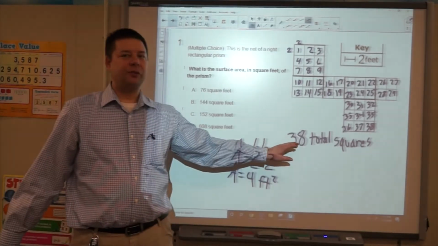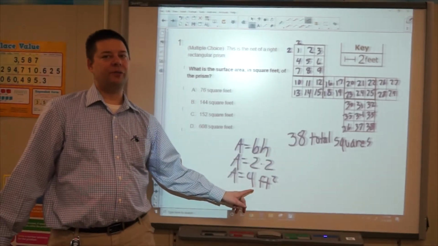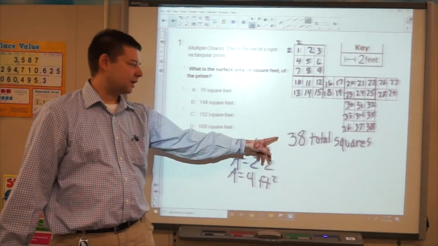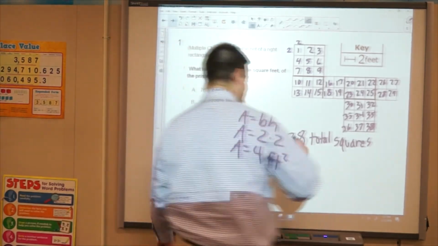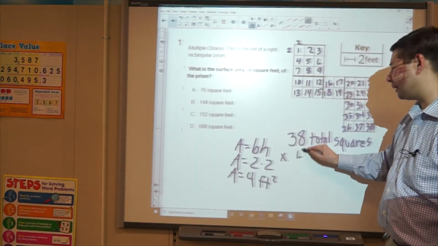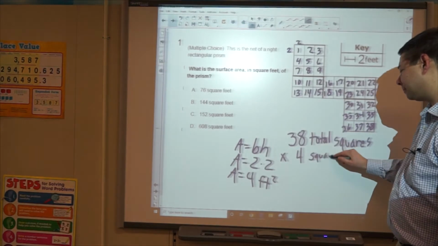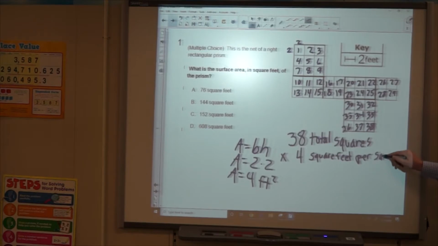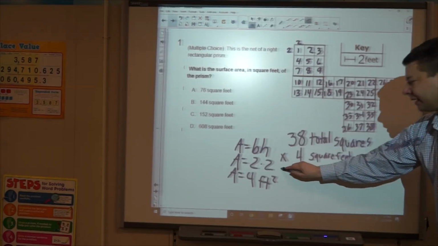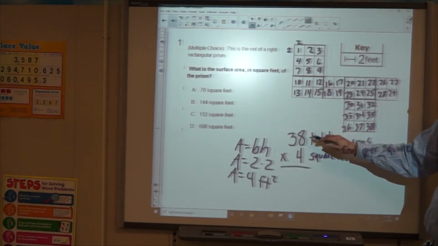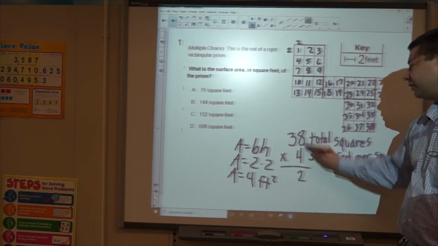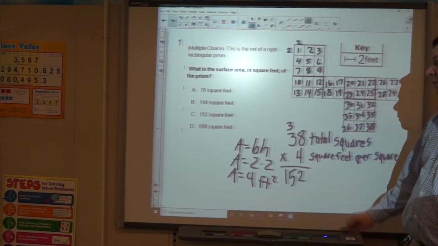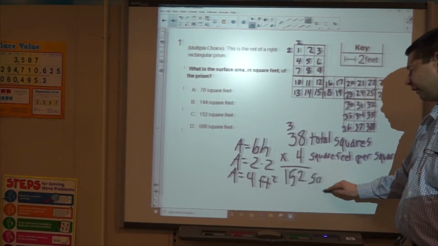If I have 38 total squares, and each square is 4 square feet, then I need to multiply 4 square feet by 38 total squares. So I'm going to take my total squares and multiply it by the square footage per square. Okay, so 38 times 4. Well, I can do the math here pretty easily. 4 times 8 is 32. 4 times 3 is 12, plus 3 is 15. I come up with 152 square feet.